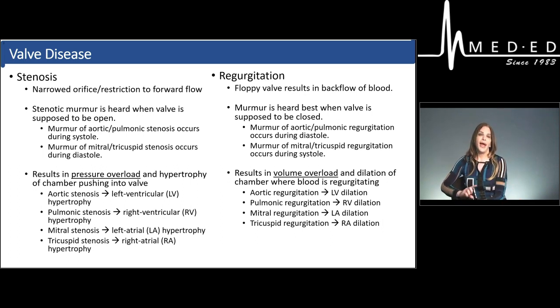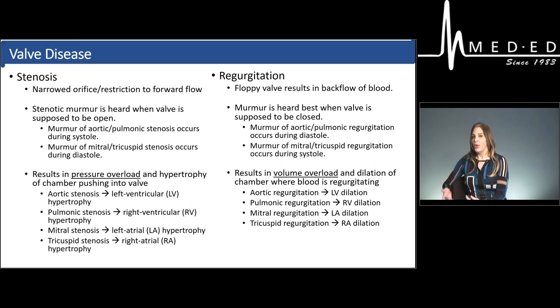And regurgitation of valves always results in volume overload, and dilation of the chamber where the blood is regurgitating to. So regurgitant valves will typically lead to heart failure with reduced ejection fraction, whereas stenotic valves will typically lead to heart failure with a preserved ejection fraction.